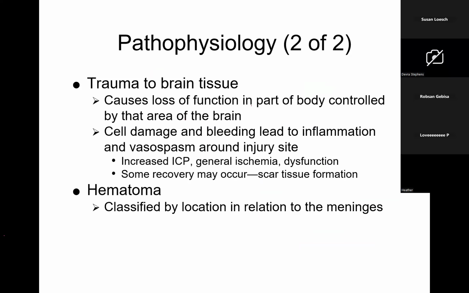Now, a hematoma is a collection of blood in the tissue. It comes because of ruptured blood vessels. It can develop right after an injury or after a few hours or days. It can also occur after surgery. Hematomas and hemorrhages are classified by their location in regards to the meninges themselves.